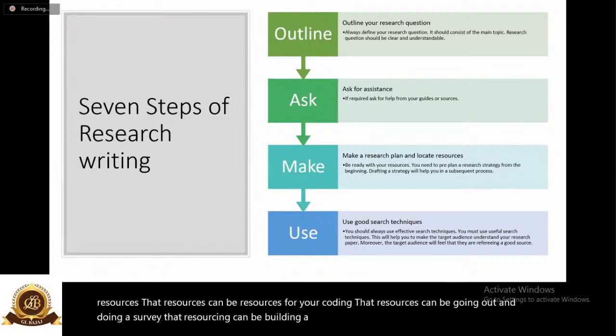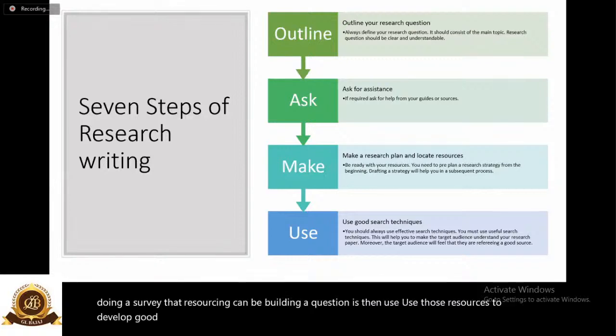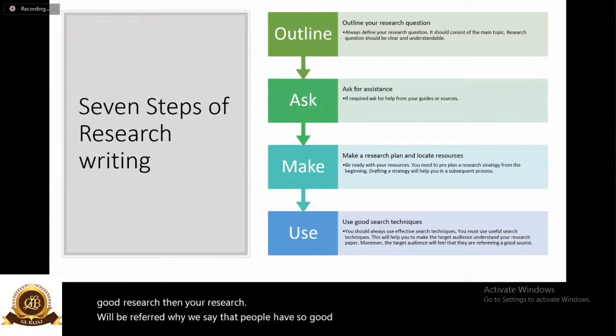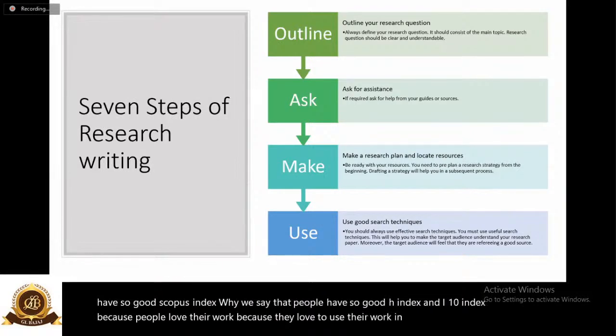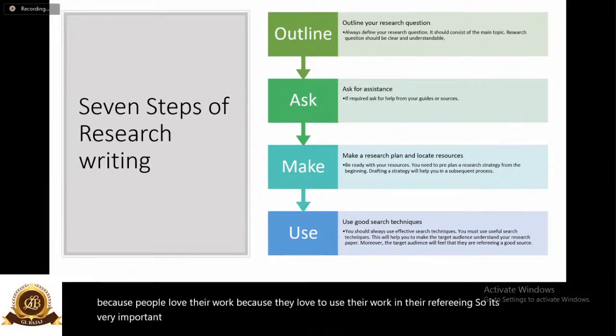Then use those resources to develop good research techniques. Very important, because if you do good research, then your research will be referred. Why do we say that people have so good citations, so good Scopus index, so good H index and i10 index? Because people love their work, because they love to use their work in their referring. So it's very important to do something which is called novel.